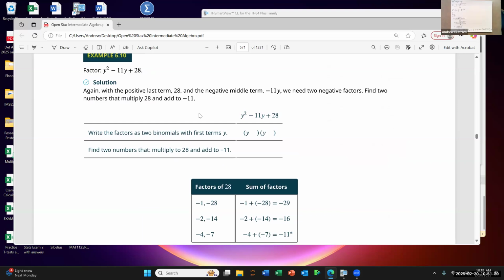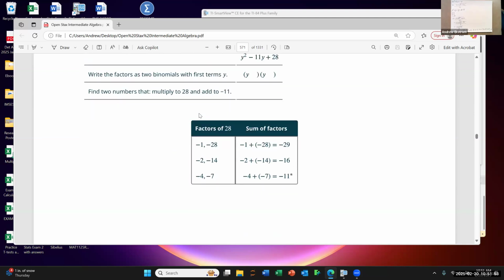If we have an equation like we've got here, compared to the previous one, it's basically x squared plus something times x plus a positive value. Here we've got a negative value. So if you're going to use the method that the textbook is talking about here, what do we need to think about? What are some factors of positive 28 that when you combine them together give you negative 11?